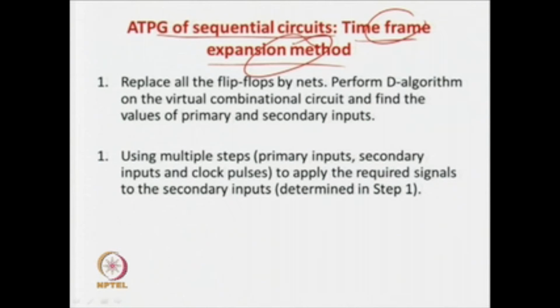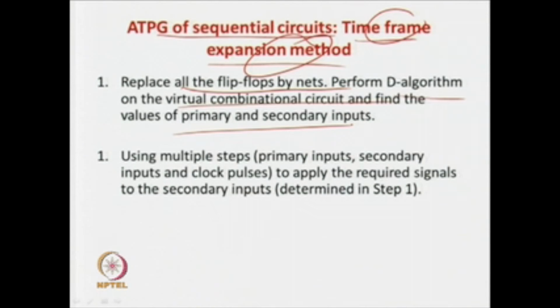So, what is the first step? Replace all the flip flops by nets. First there will be a sequential circuit with some flip flops, with a single clock assumed. Then you remove all the flip flops, that is the first job, and perform the D algorithm on the virtual combinational circuit. Whenever you remove the flip flops, what will happen? The outputs of the flip flops will become your virtual primary inputs, and the inputs of the flip flops will become your virtual primary outputs.